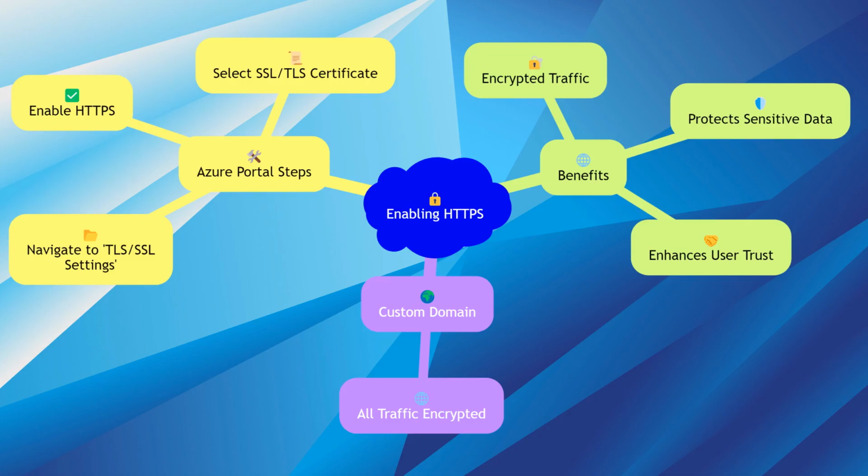Enabling HTTPS is crucial for securing communication between users and your web app. In the Azure portal, navigate to the TLS/SSL settings of your app service. Enable HTTPS and select the appropriate SSL/TLS certificate. This ensures that all traffic to your custom domain is encrypted, protecting sensitive data and enhancing user trust.